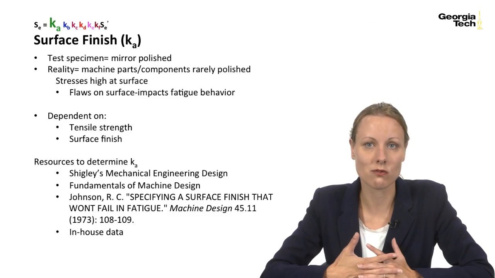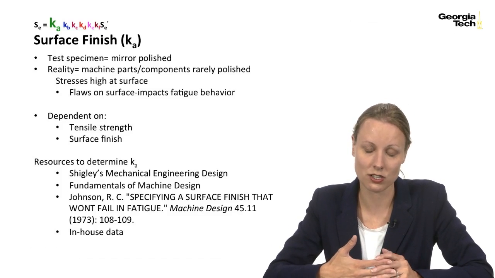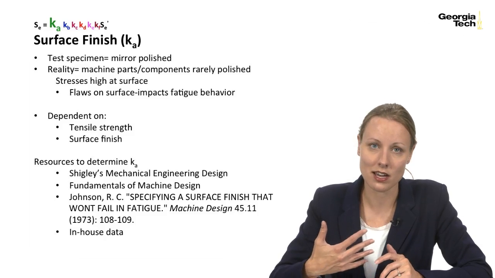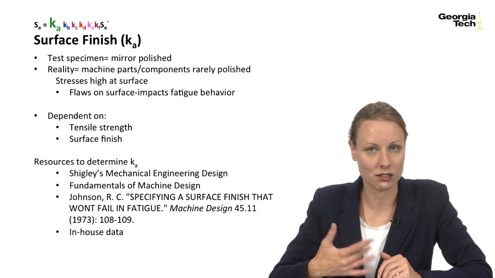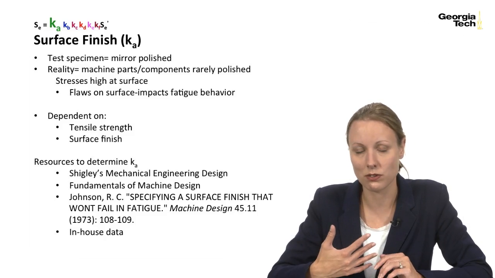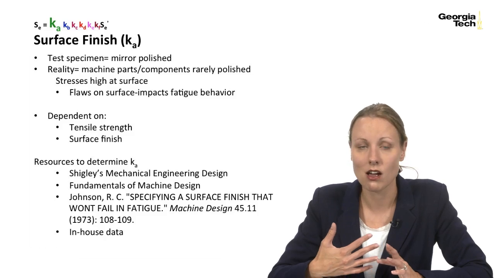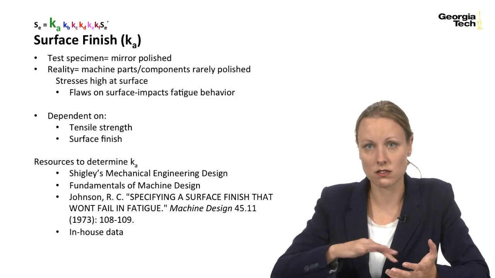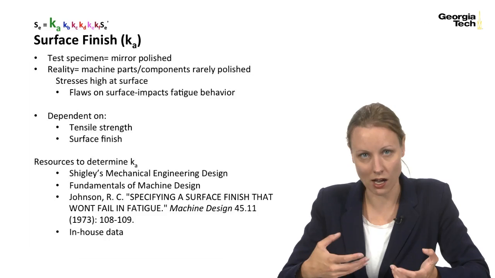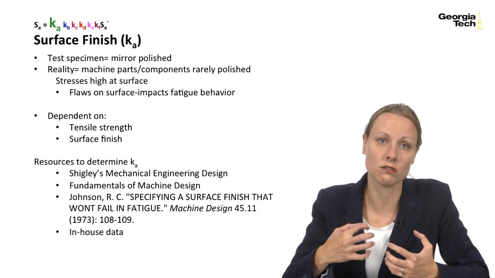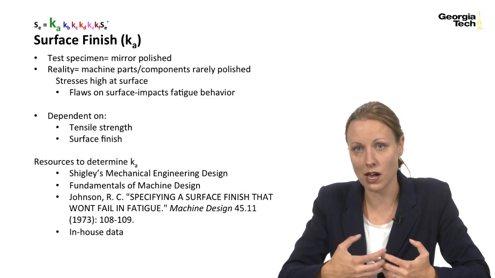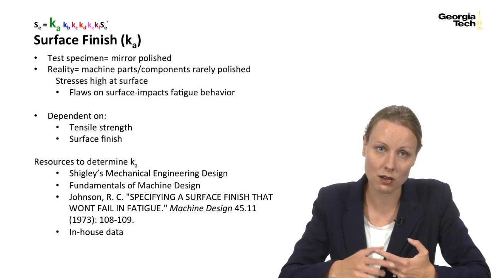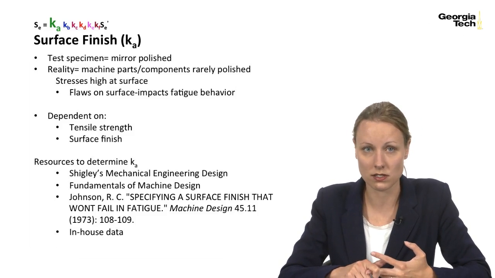Okay, so let's start with Ka, which is surface finish. Typically the test specimens have been polished, sometimes mirror polished. In reality, unless you're designing something like the mirror for a satellite telescope, your specimen is not going to be mirror polished. So there are all these flaws that occur in surfaces due to surface roughness. The stresses are very high at the surfaces, and so these flaws and surface roughness adversely impact your fatigue life and your fatigue behavior.